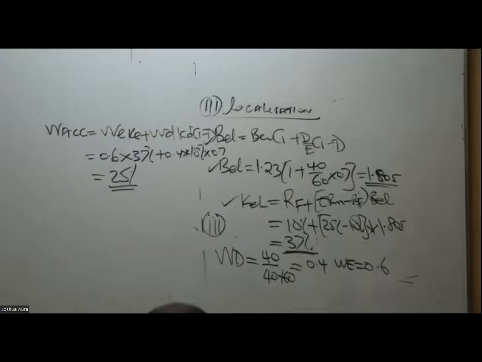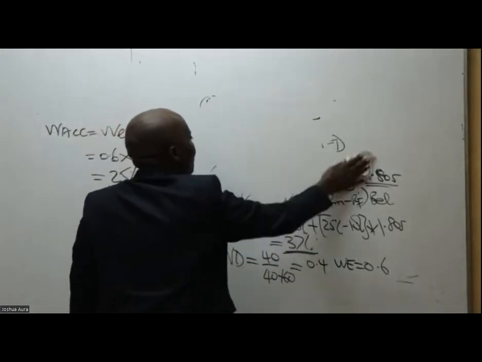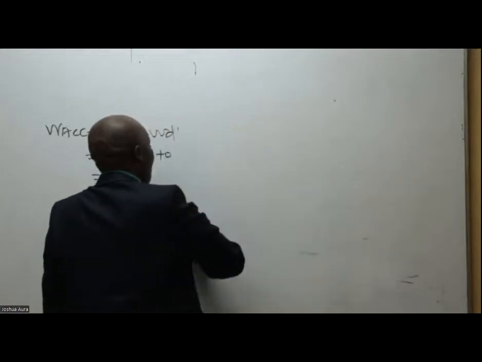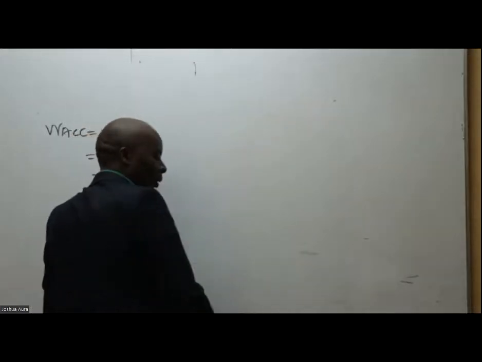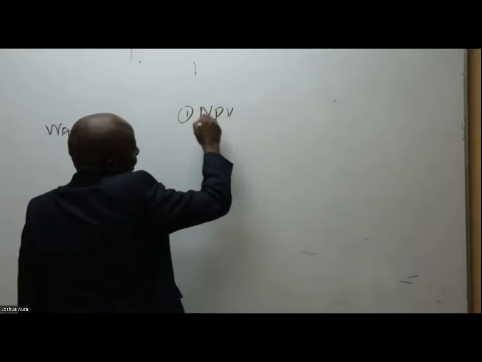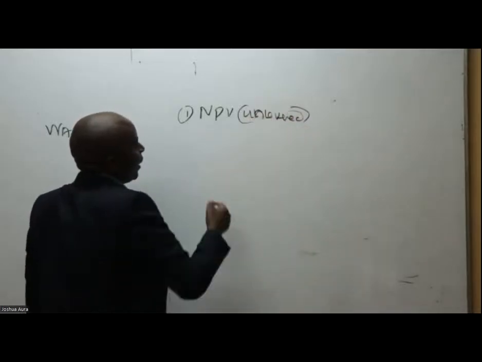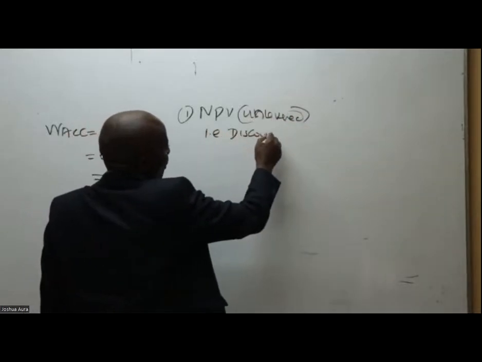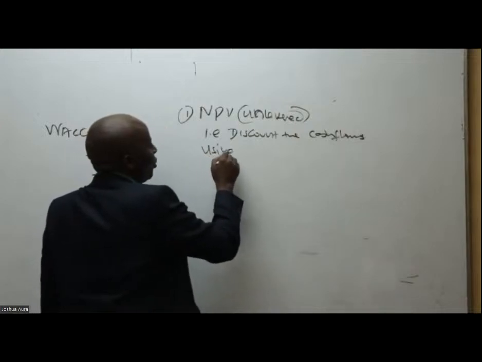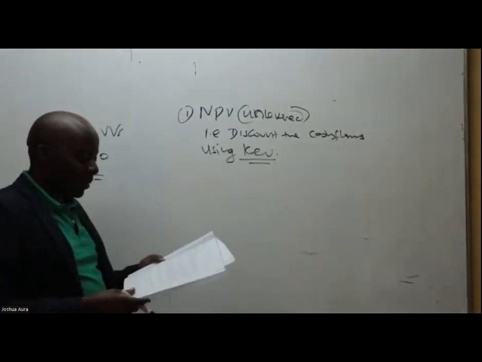Remember, ladies and gentlemen, that the first step of net present value, not net present, but adjusted present value, step number one, is to give us NPV unlevered, i.e. discount the cash flows given using Ku, the cost of equity of an unlevered firm.